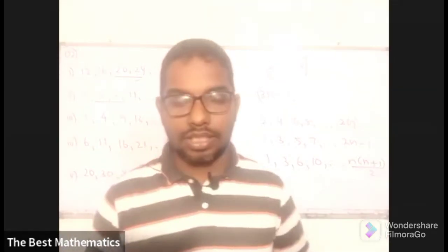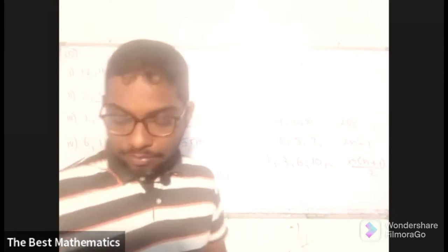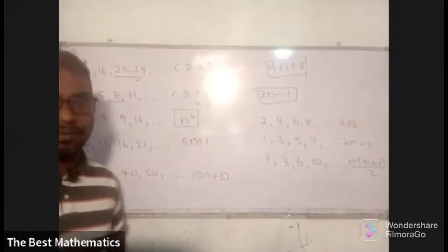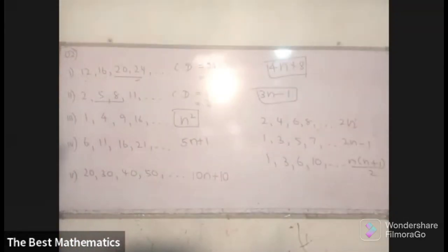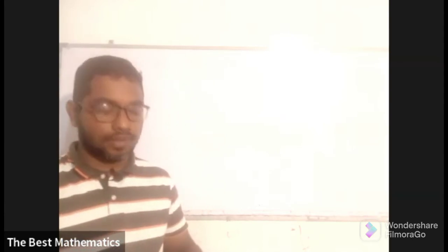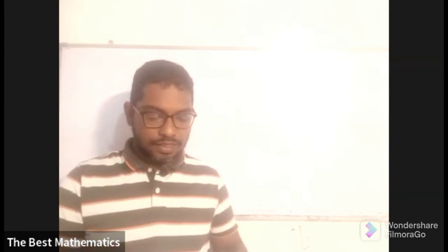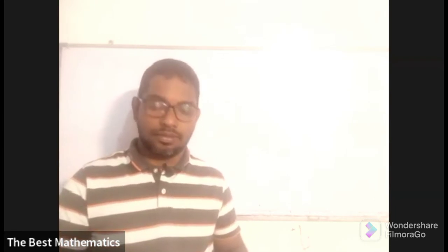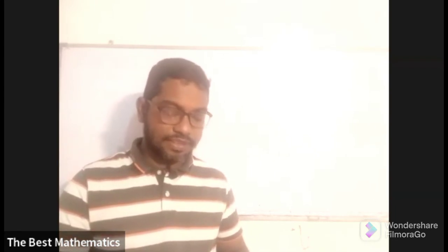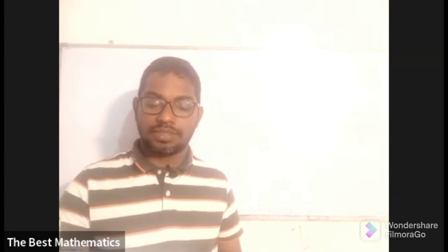Check your answers and remember how to build up the general term for a number pattern. Question number 3. The general term is given. We have to find the nth term, second is which term is 31, and third is the n plus 1 term.